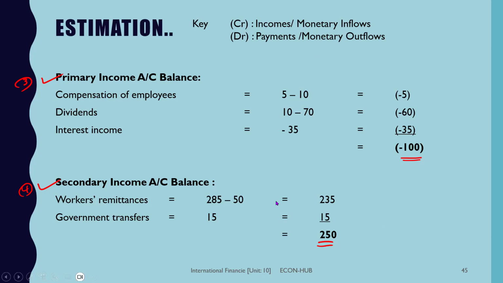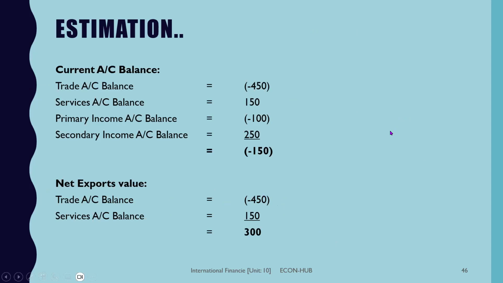Right. Then we move on to presenting the CAB, or the current account balance. Remember that abbreviation, an easy thing to remember, right? Current account balance. So we take trade, services, primary, secondary, and if I have done the calculation properly, I've got minus 150, which is a deficit. Current account balance is a deficit.